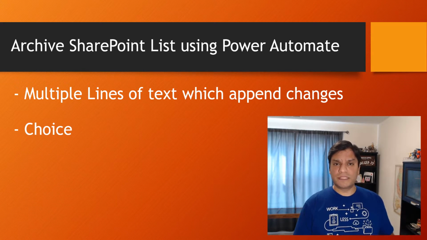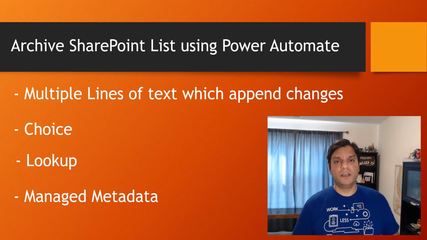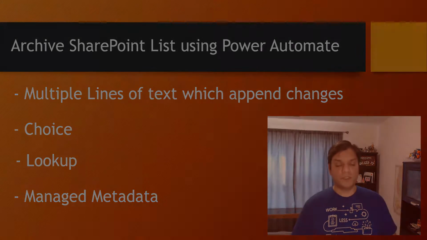I'll also talk about the choice type columns, especially those where you've got multiple items selected. How do you work with that? Lookup is another great example. And then finally, the managed metadata type. So I'll show you the flow, I'll give you an example, and then it'll all make sense. Now that you understand the overall concept of this video, let's jump in and take a look at the demo itself.